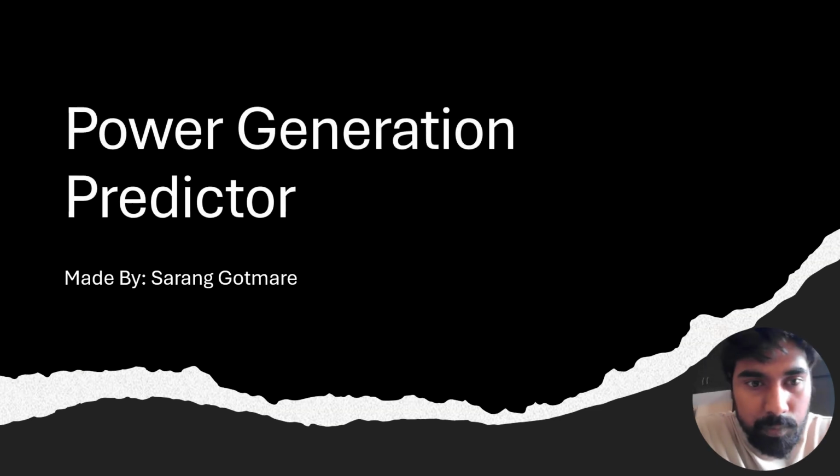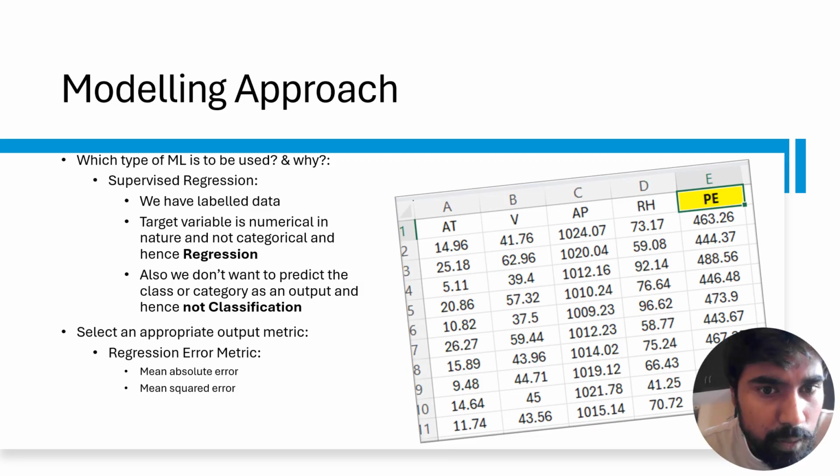Hey everyone. So this is the assignment for the Machine Learning Foundations for Product Managers course from Duke University on Coursera. We were given a data set and tasked to create a suitable model in order to predict power outputs for an electrical plant.